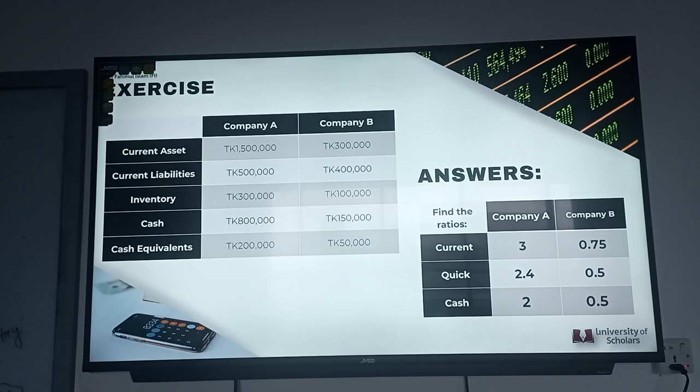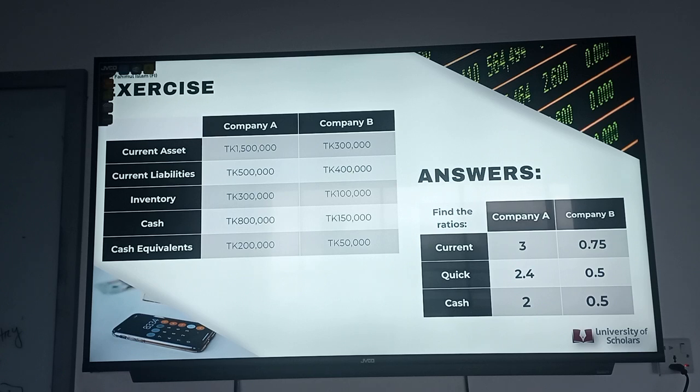So we can see company A has a current ratio of 3, quick ratio of 2.4 and cash ratio of 2, which are above 1. So above 1 means a very acceptable decision. Current ratio above 1 indicates that it has more current assets than current liabilities. Quick ratio above 1 indicates that the company has sufficient liquid assets to pay their debts. Cash ratio above 2 indicates that it has more cash to cover its short-term liabilities or current liabilities.